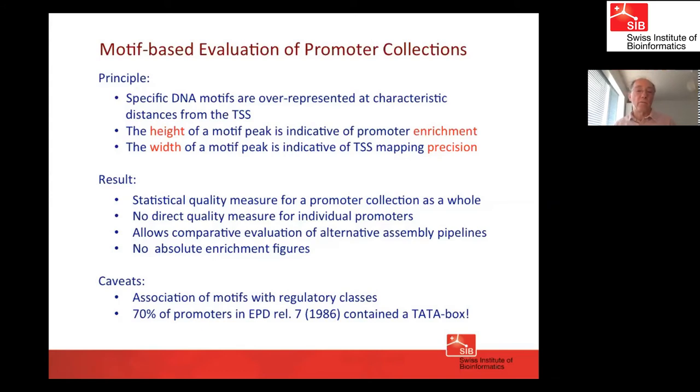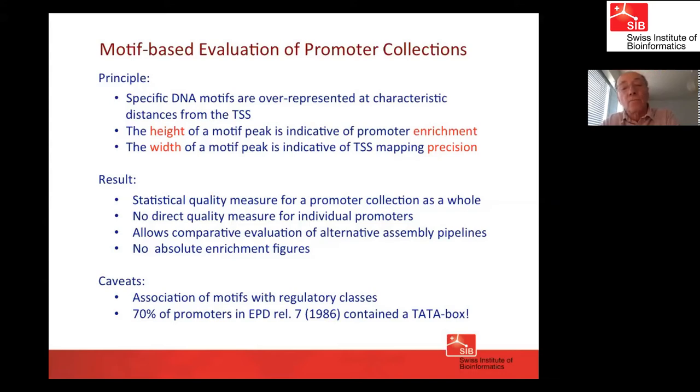There are some caveats with this procedure, especially if we compare promoter collections between different organisms. In the first EPD release published in 1986, 70% of all promoters contained a TATA box, and today we are down at 10%. Why is this the case? It's because the initial sets were biased by strong promoters. At that time, you could only characterize a promoter if you were able to extract tons of messenger RNAs. This is the case for genes like beta globin, where most of the messengers in a cell encode for beta globin, also for hormones, insulin, ovalbumin, and the like.